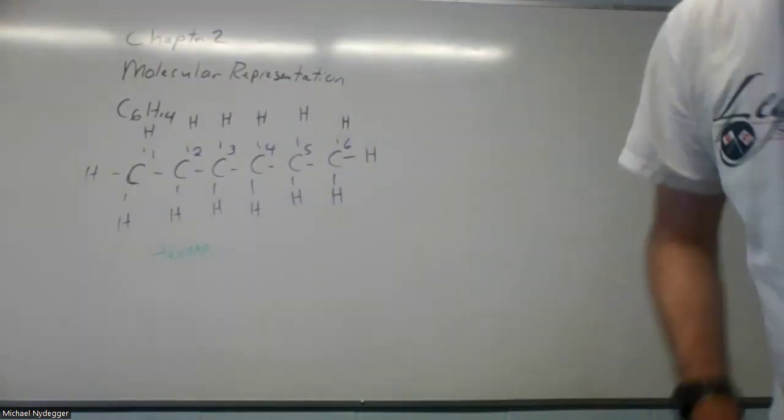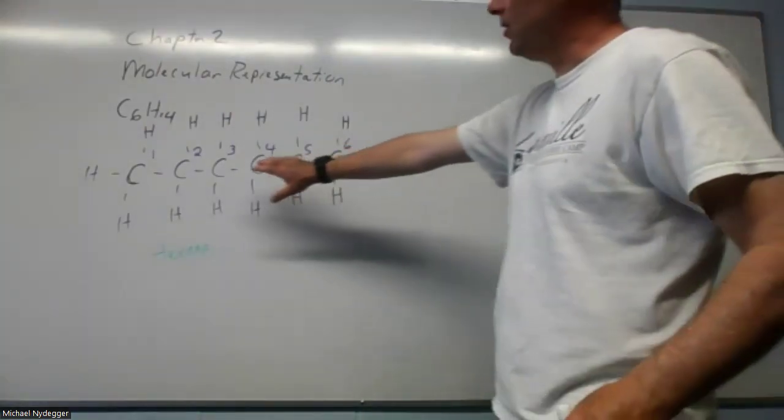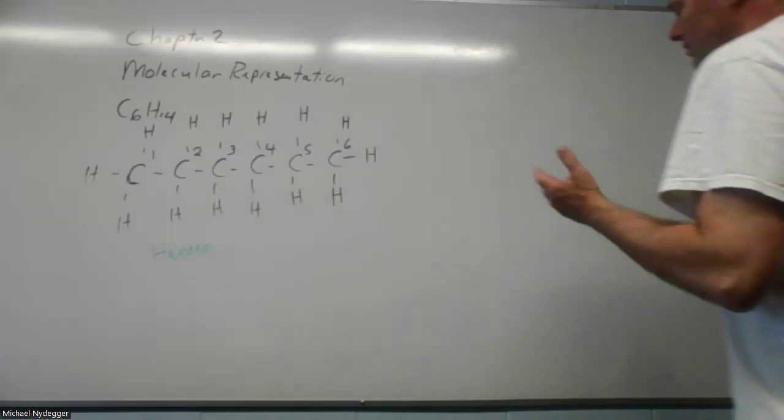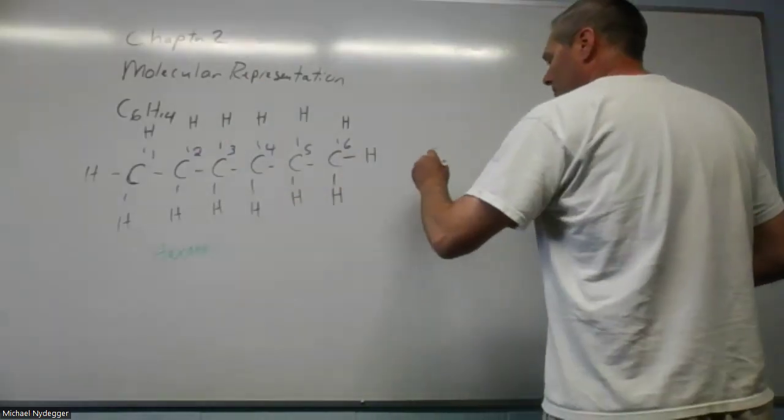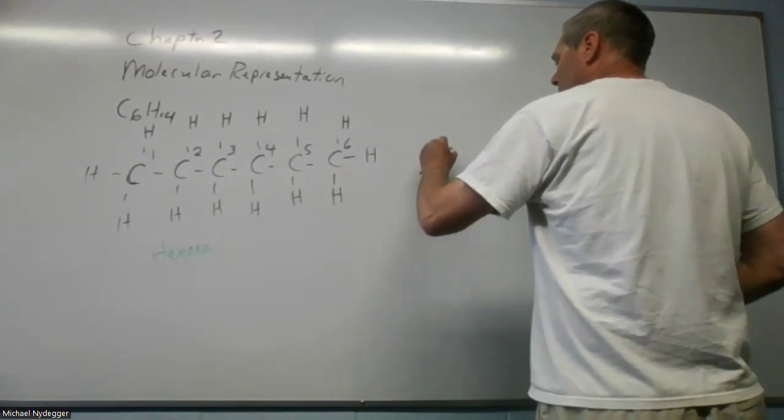Hexane. Now, since we have the six carbons, how do we write this in shorthand notation, or the bond angle formation? Well, it's going to be this one.